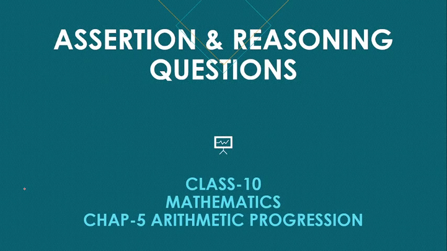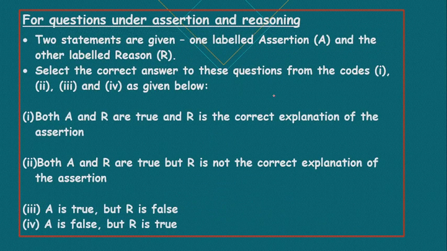Hello children, this is class 10, chapter 5, Arithmetic Progression, Assertion and Reasoning Questions. Already we have seen the first 4 chapters' Assertion and Reasoning Questions. We all know Assertion and Reasoning Questions are the 19th and 20th questions in our question paper, where we have the first 20 MCQs. In that, 2 statements will be given, one is assertion, another one is reason.